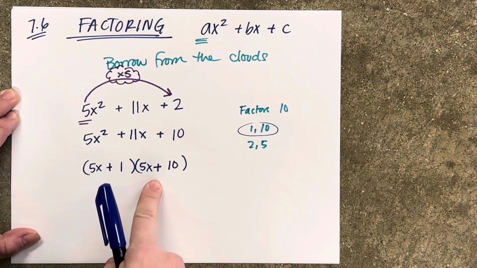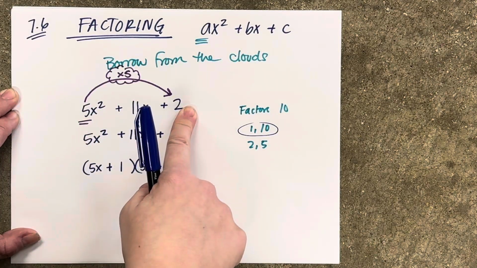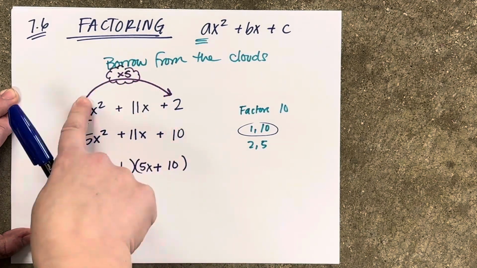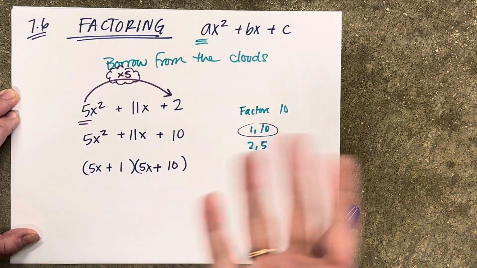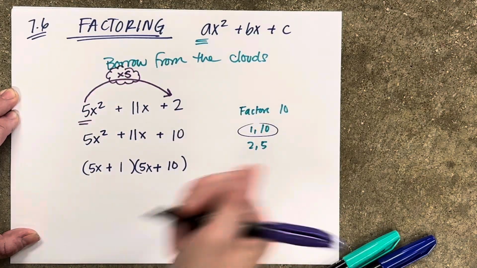Now, obviously, this will not FOIL out to our starting equation because something's gone wrong, right? So we still have borrowed this 5 from the clouds, but it's called borrowing from the clouds. It's not called stealing from the clouds. So whatever number I borrowed, I have to give it back. So I multiplied by 5 to get my new c. Well, now I'm gonna divide by 5.